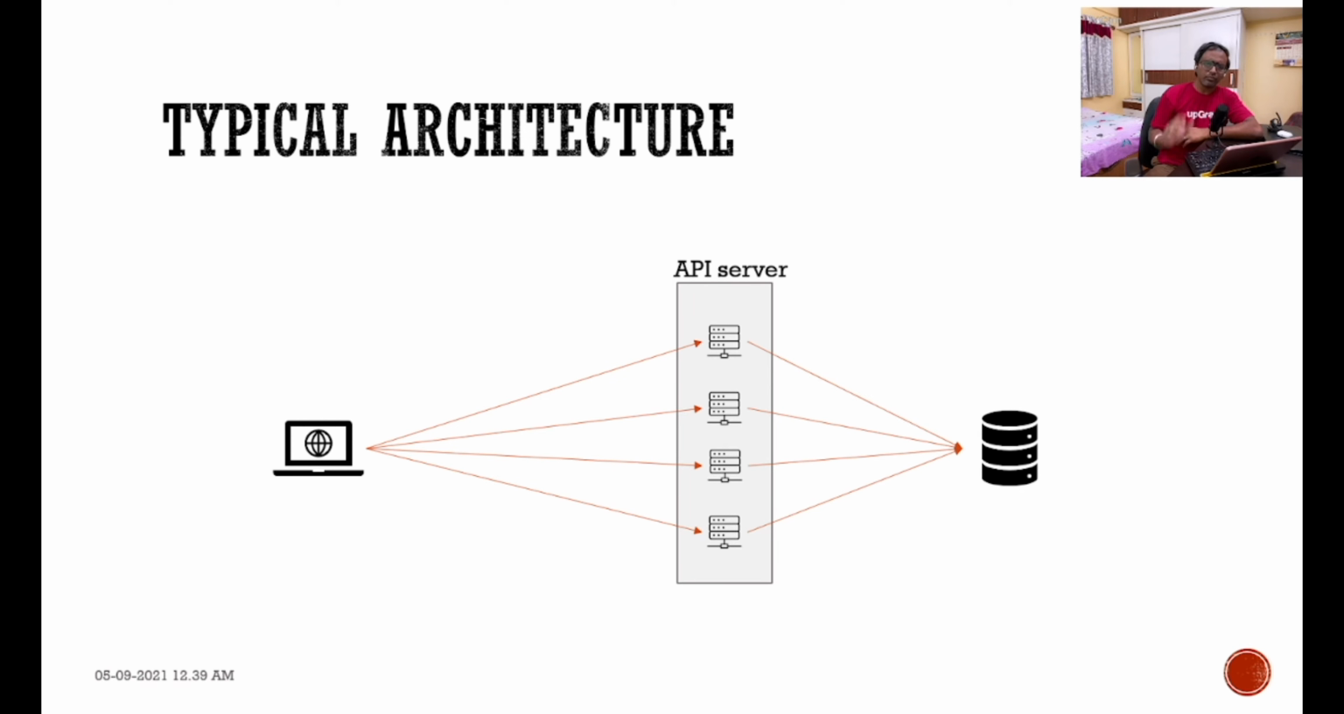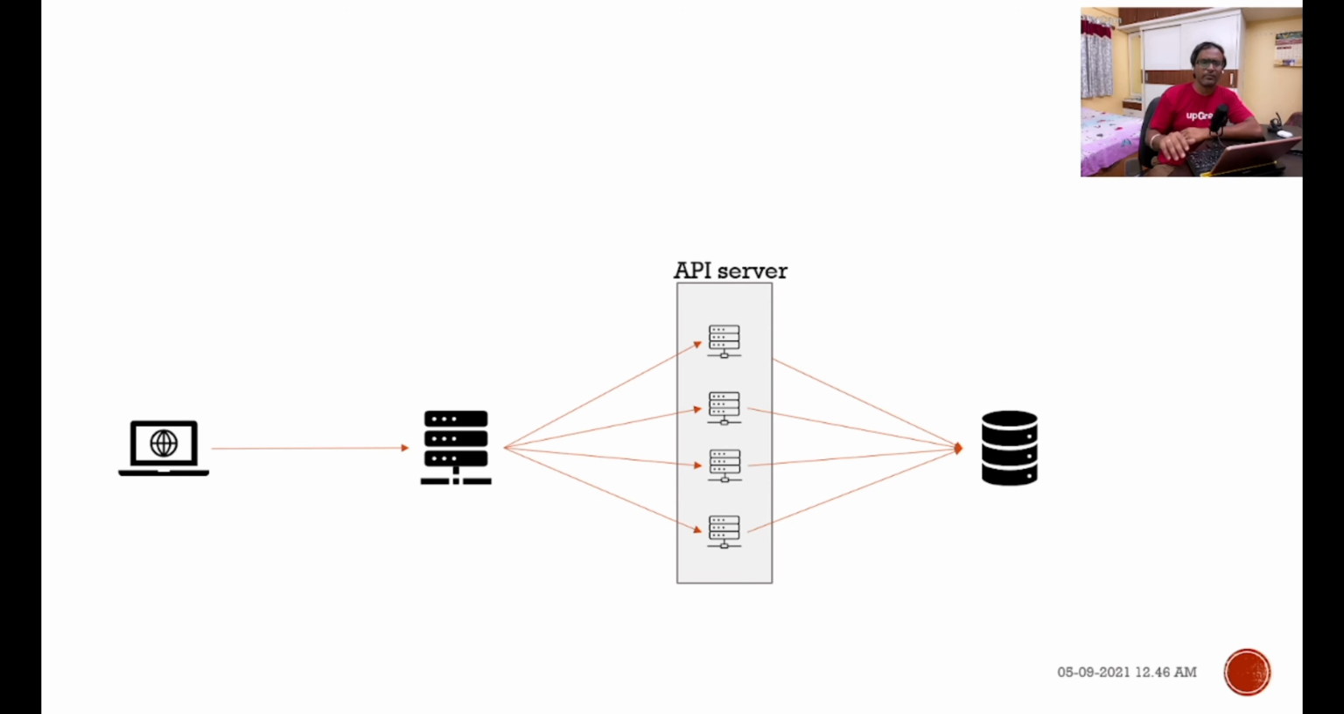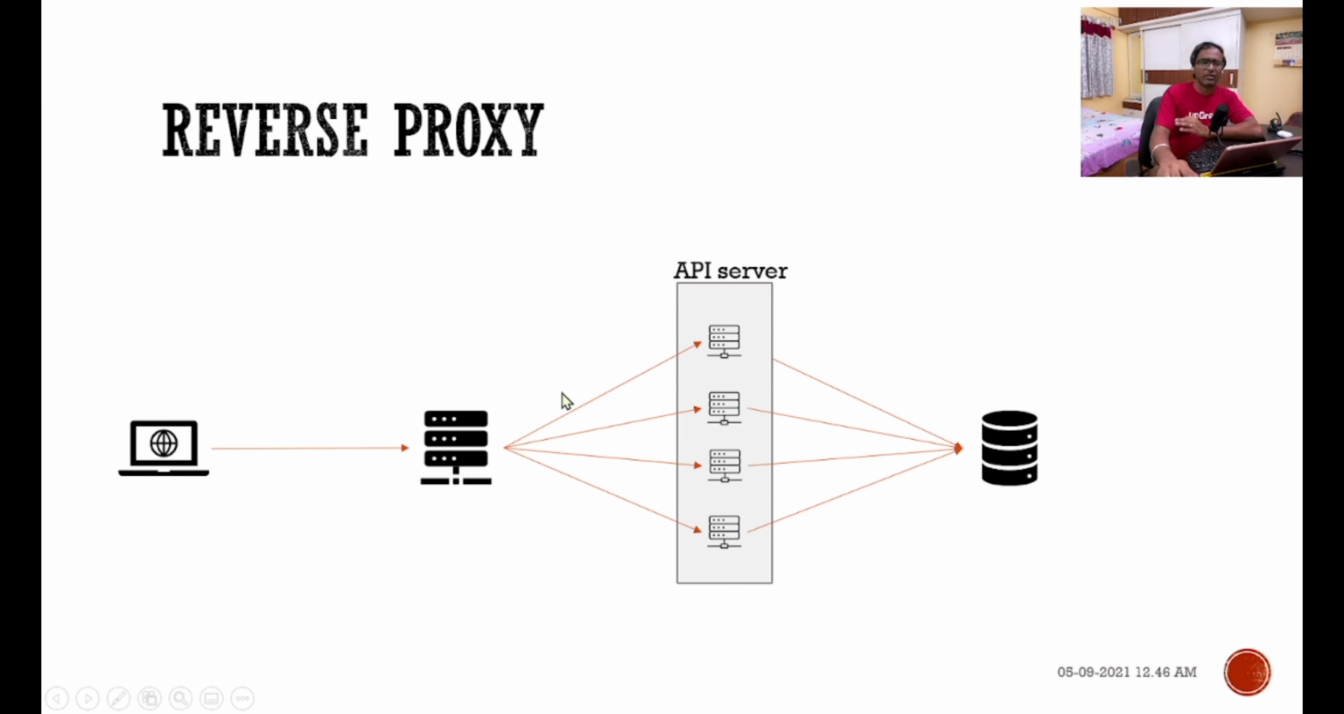Now, what if I keep a middleman, like this? Instead of my client directly talking to my server, he'll talk to a middleman, maybe some other server, and this guy will make sure of the routing. So he knows everything: what are the services deployed in my API server. Now this guy is typically called a reverse proxy server, also called API gateway.